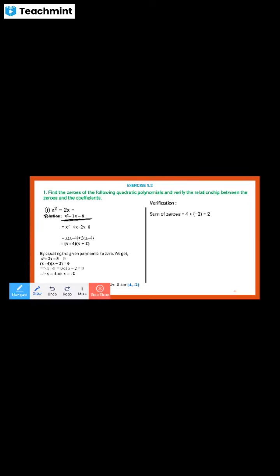Okay, listen. Here is the verification. The coefficient of x square. So sum of zeros is given by what? Minus coefficient of x divided by coefficient of x square. Here in the equation, coefficient of x is minus 2 and minus of minus 2 becomes what? Plus 2.